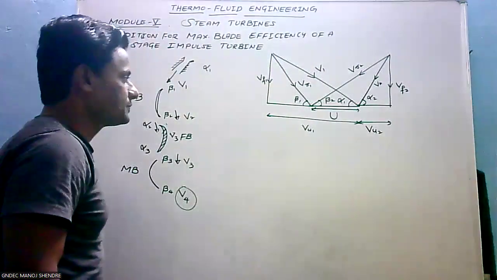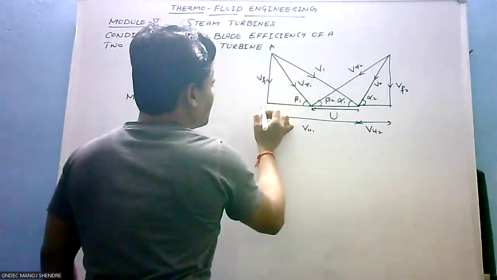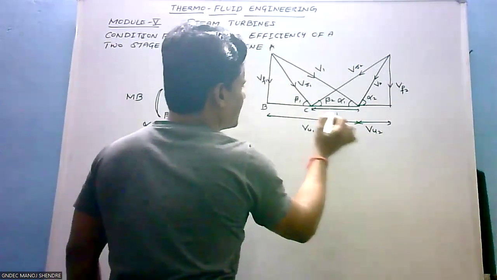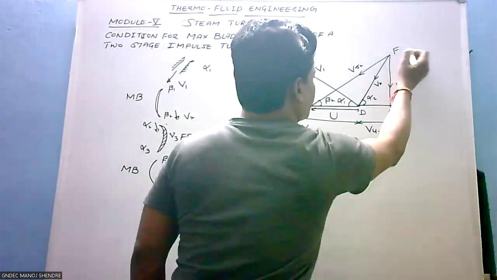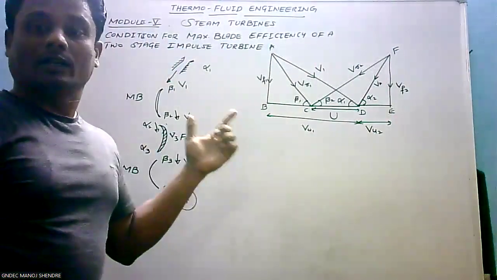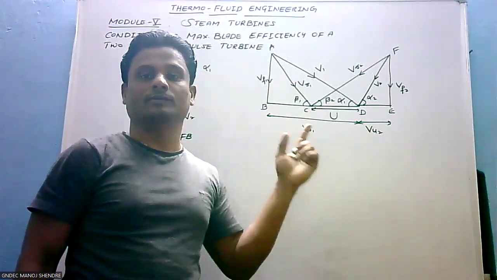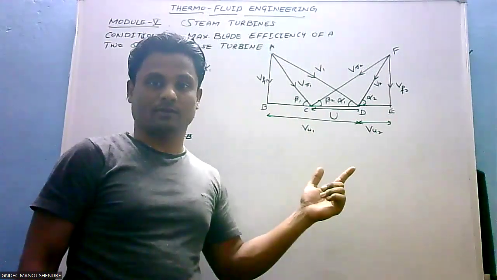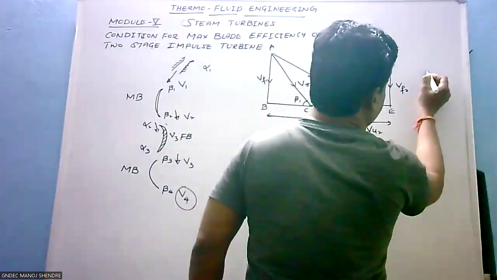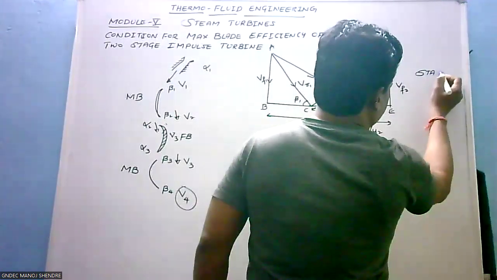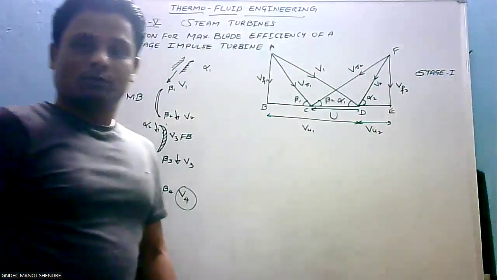Now let us name all the points here: A, B, C, D, E, and F. This is the combined velocity triangle for the first stage. Okay, this is the combined velocity triangle for stage number 1. Let us use here stage 1.